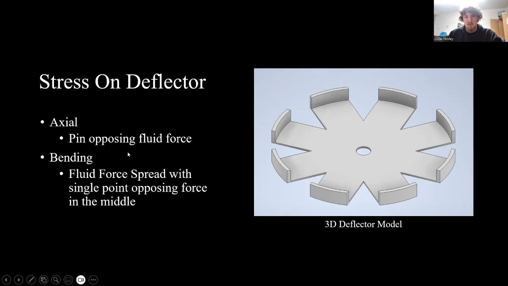The idea is that it spins along the pin that would go in the center, and it's kind of an axial pin, so we could measure forces on that pin and the deflector. Bending is kind of centered around those flanges that come out from the circular area at the center, because as the fluid hits the plate, it'll disperse, putting force on those flanges, which would cause some bending. That was the initial 3D modeling idea.